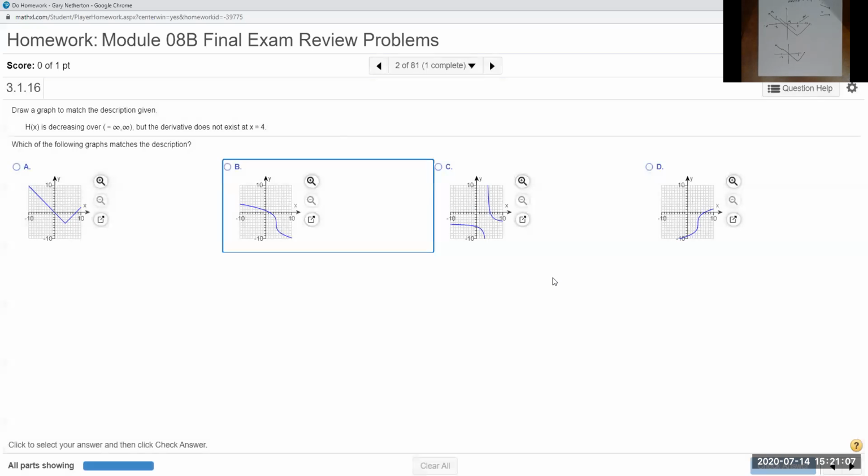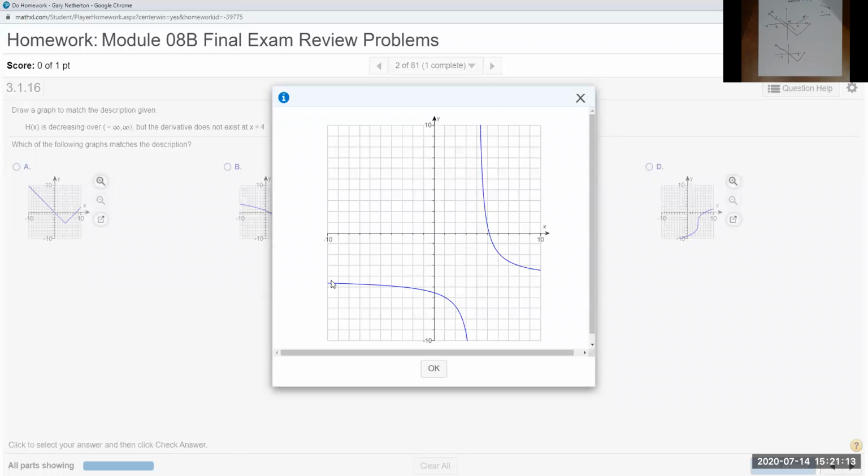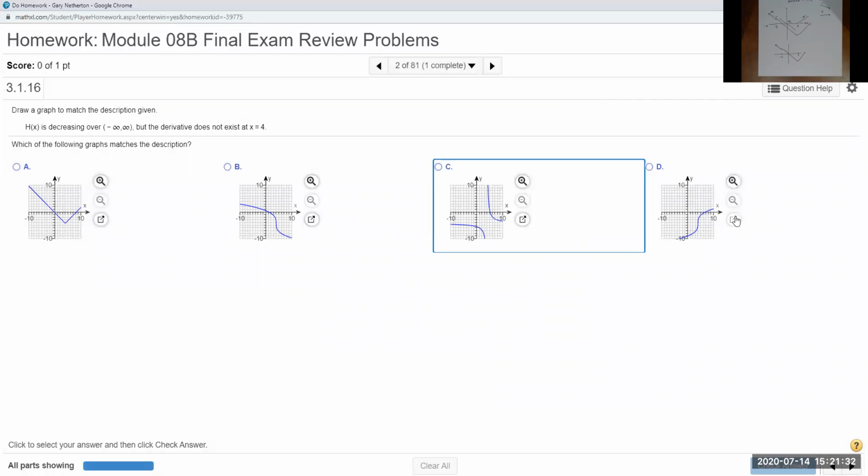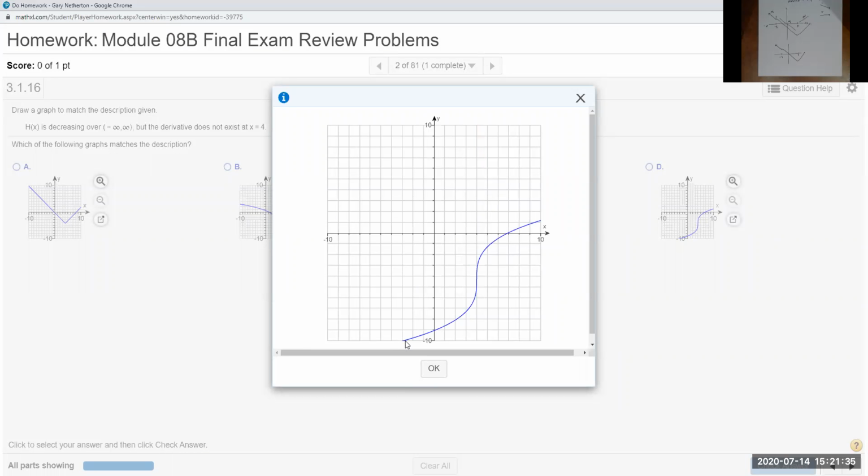Let's just for fun look at the other ones. This one, it's going down. And then it looks like there's an asymptote. An asymptote is where there's no line. And then it picks up and it goes down. Now this one looks like it's also correct. So let's talk about B and C in a minute and see if we figure out which one's the correct answer. If I look at D, the derivative is positive, so it's definitely not correct.